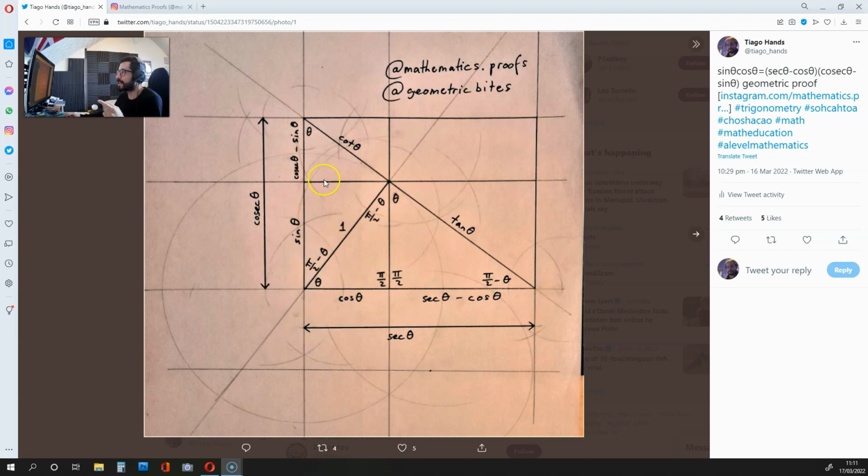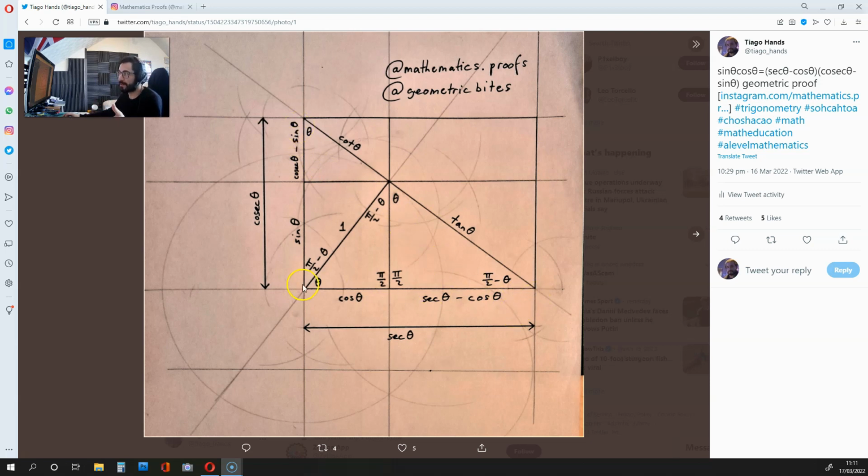Okay, so this area over here is going to be cos theta sine theta. This area up here is going to be cos theta times cosec theta minus sine theta. This area over here is going to be sec theta minus cos theta times sine theta. And this rectangle over here is going to be sec theta minus cos theta times cosec theta minus sine theta.